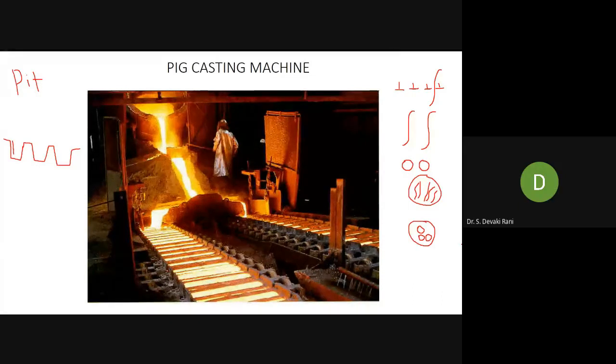So plastic deformation can be done by two mechanisms. What are the two mechanisms for plastic deformation? Plastic deformation occurs by two mechanisms. Slip and twinning. Very good. Slip and twinning.